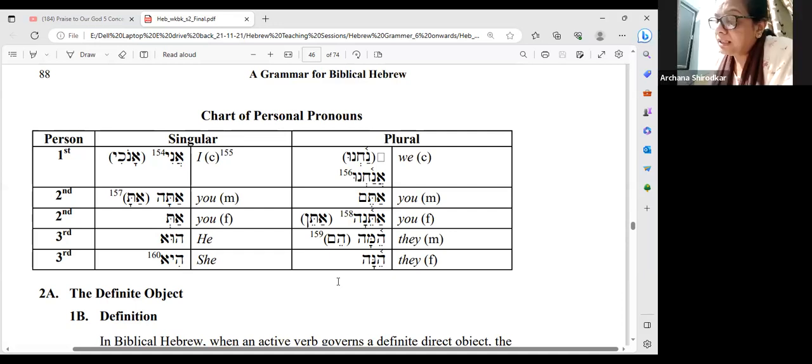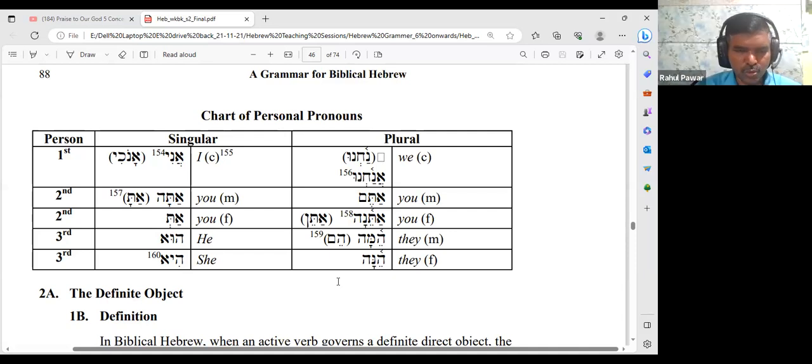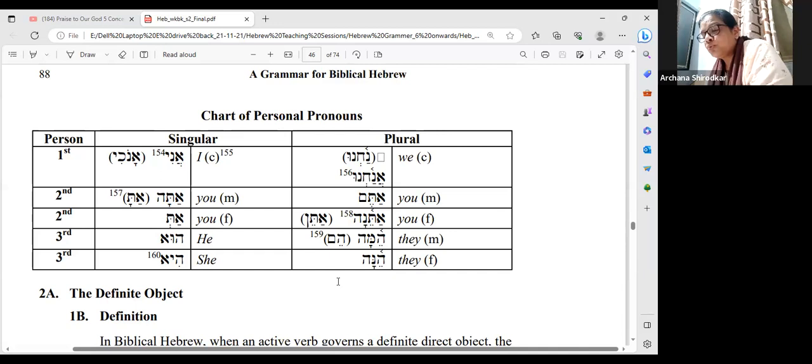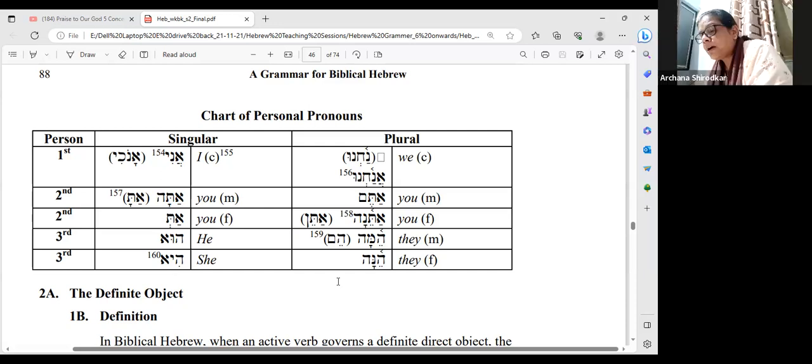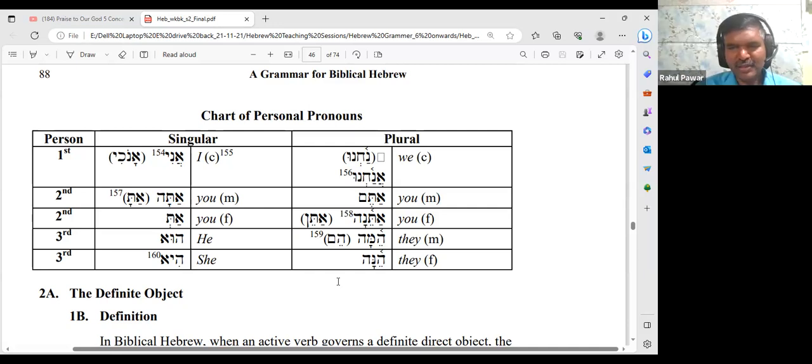Then third person, masculine singular: Hu. Hu means he. And third person, masculine plural: Hem or Hema. That is they, masculine plural.